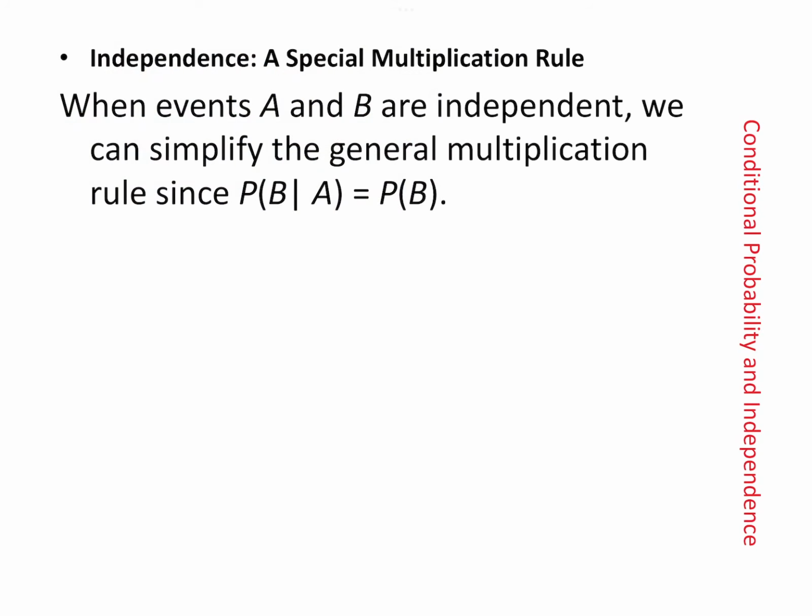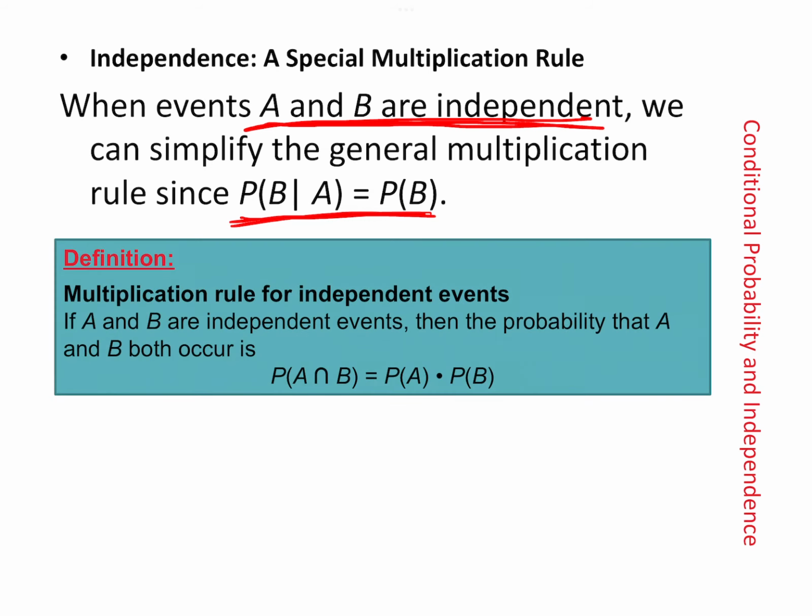And here it's an independent special probability rule. If we know that A and B are independent, they have to be independent for this to work, we can simplify our general multiplication rule to just the probability of B given A equals the probability of B. So if that happens, when we want to find the probability of A and B, all we have to do is multiply our probabilities together. Again, this only works for independent events, kind of like last time when we looked at mutually exclusive events and only had a special formula for or. Now we have a special one for and with independence.